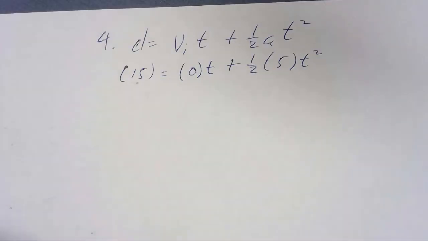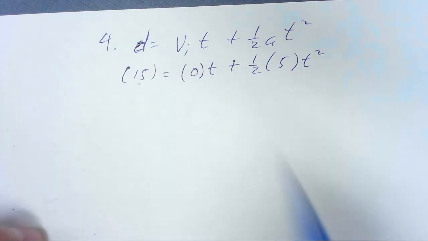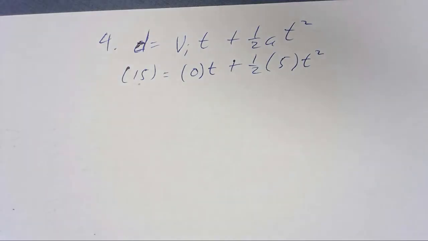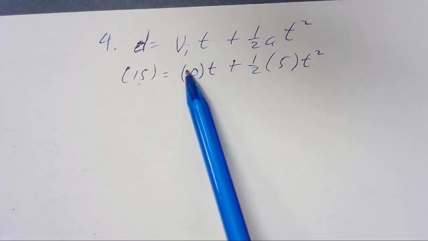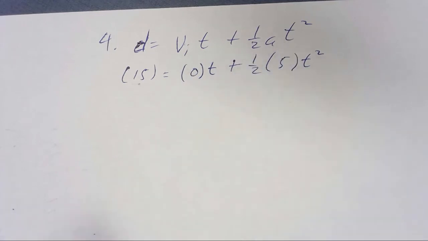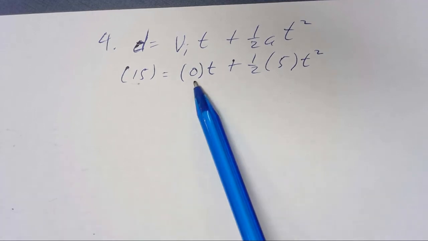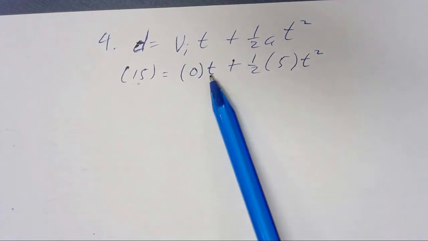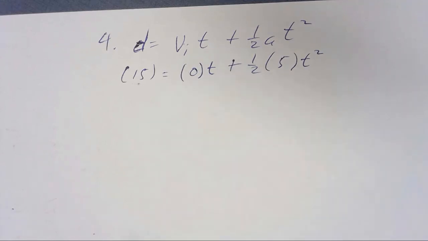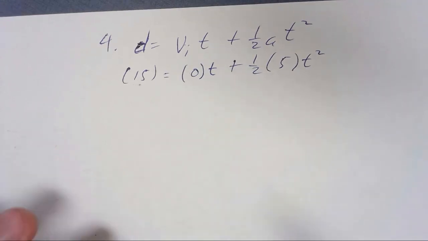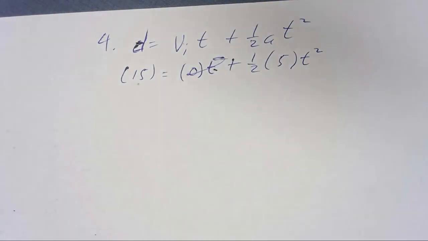All right, here's number 4, and this is a fun one. D equals VIT plus 1/2 AT squared. D is 15, VI is 0, and A is 5. We're solving for T. A lot of people get into this one and they kind of freak out because they're like, oh no, I got to use the quadratic equation. And you would have to if VI wasn't 0. And I'll give you a hint. Anytime you're solving for T in this class at least, VI is going to be 0. And it's really beautiful because 0 times T is 0. 0 times anything is 0. So that's going to go away for us.